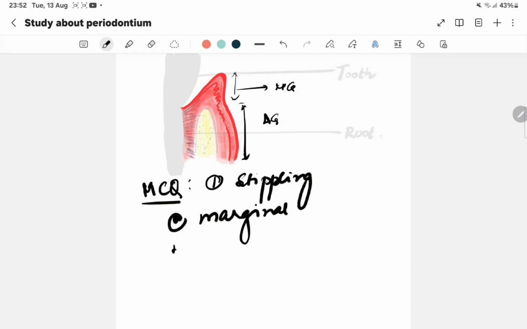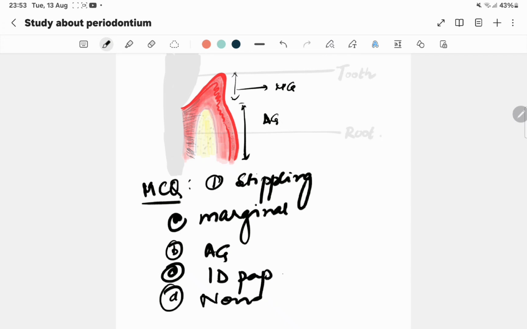Third option is your interdental papilla, and the fourth option is your none of these. So what will be the answer? The answer will be attached gingiva.